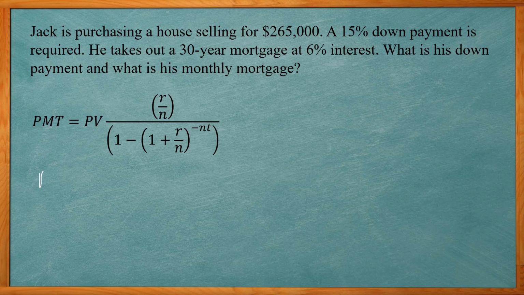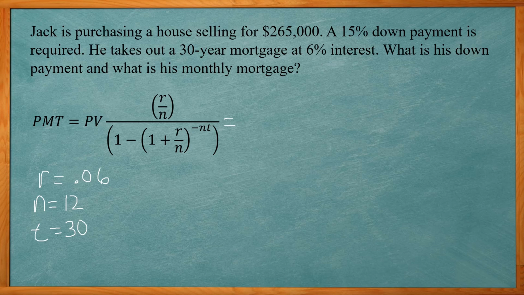So we look at here, R will be the interest rate in decimal, so 6 divided by 100, or 0.06. N is how many times a year that we're paying. We're doing it monthly, so it's going to be 12. And T is the number of years, a 30-year mortgage, so it's going to be paid over 30 years. Now we're going to plug in our numbers.